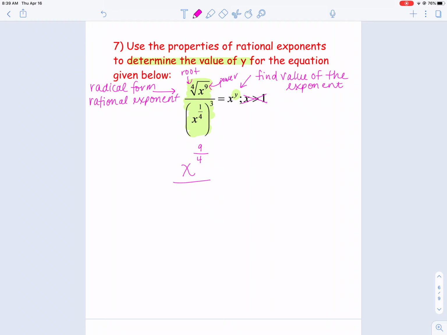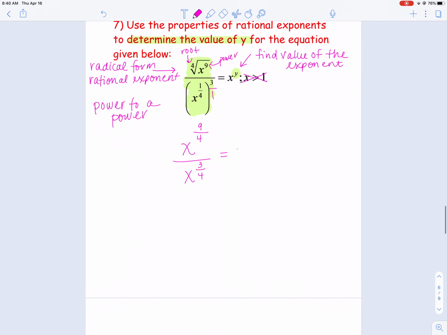Now, denominator. Check that out. Power to a power. Again, power to a power. Multiply your exponents. So technically that's 3 over 1. So 1 times 3 is 3 in the numerator. 4 times 1 is 4. Okay. So again, that's got to equal x to a power of y.